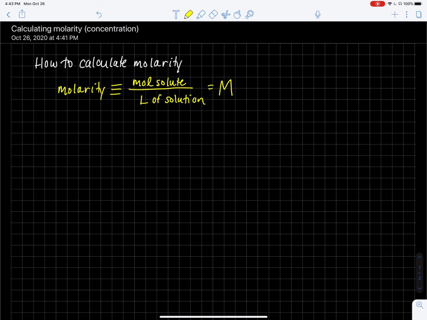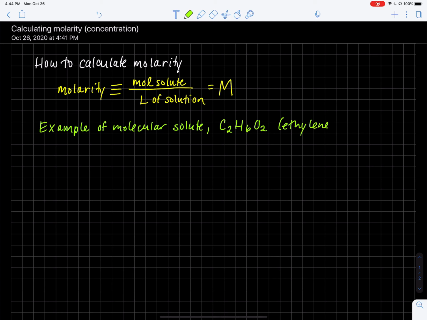So I'm going to start with an example of a solution of a molecular solute, something that doesn't break apart when it dissolves. And I'm going to start with ethylene glycol, which is C2H6O2. Just so you know, that's ethylene glycol. You might know this as antifreeze. I think we don't typically use it as antifreeze anymore because it's very sweet and also poisonous to pets. So pets would drink it and then bad things would happen to them.